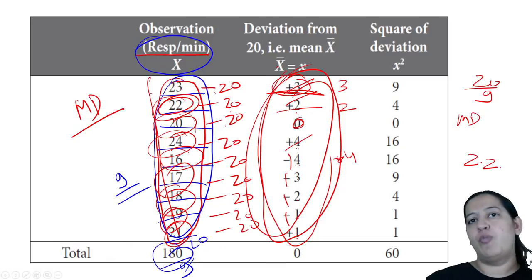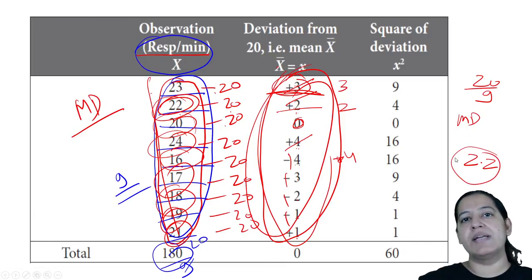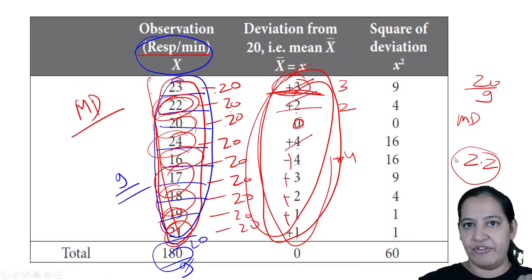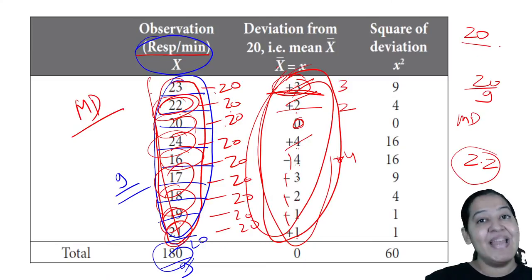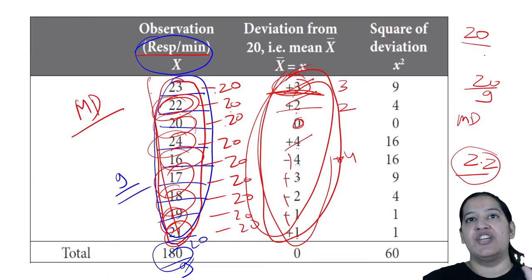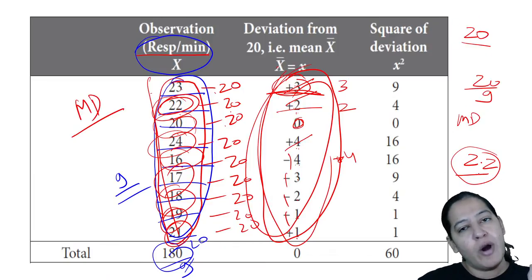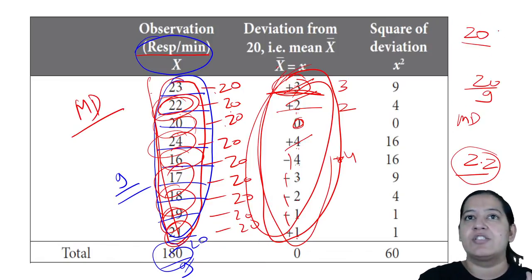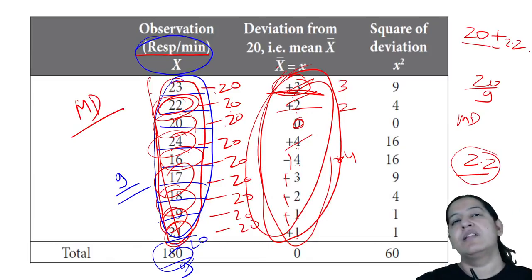2.2. Yes? So 2.2. So I will tell you, I have a set of 9 students. All of them have some respiratory rate. They have a respiratory rate with a mean of 20, and the mean deviation is 2.2. So each one of them is 2.2 away from the 20 on an average. So plus minus 2.2, that is the mean deviation.